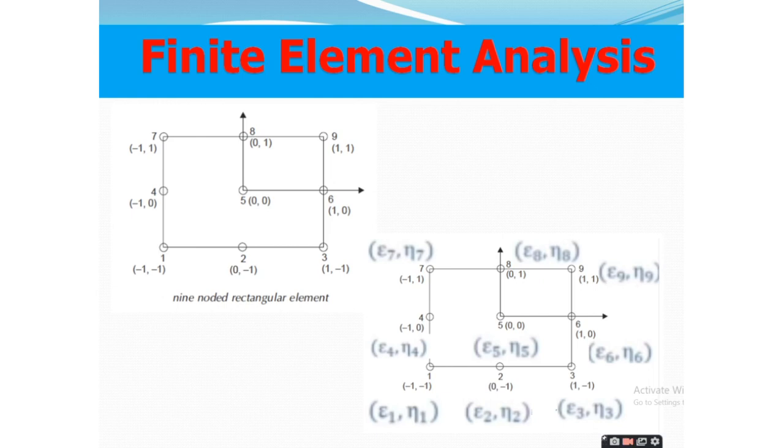Okay, so -1, 0 coordinates are represented with respect to the 4th node, and -1, 1 with respect to node 7. Similarly, all the nodes are represented. And here you see, for our convenience, the node numbers are represented as eta1, psi1 for node number 1, eta2, psi2 for node number 2, eta3, psi3 for node number 3, and similarly up to node number 9, represented with eta9 and psi9.